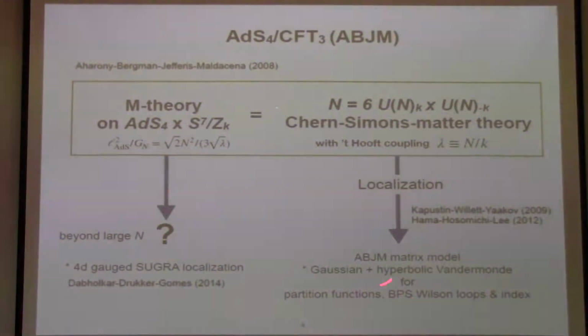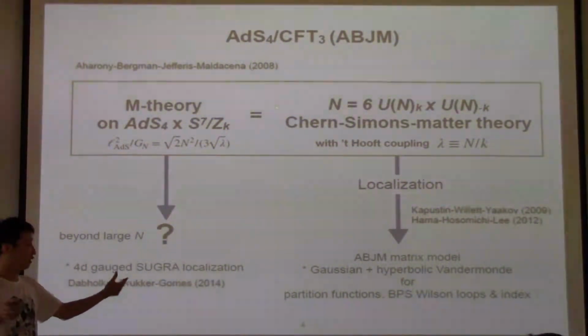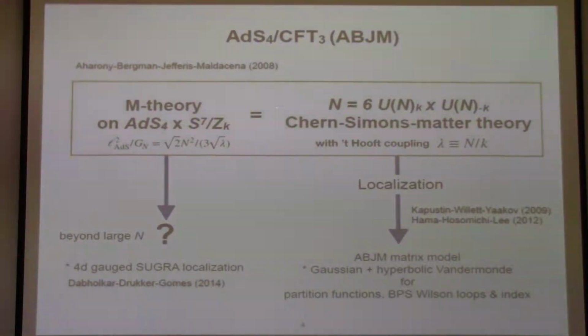Basically, the matrix model is just a Gaussian potential with a kind of generalized Vandermonde. It's not the standard Vandermonde, but generalized to hyperbolic functions. The partition functions, BPS Wilson loops, the index, and the twisted index are already computed. So there are many examples of exact results in this theory.